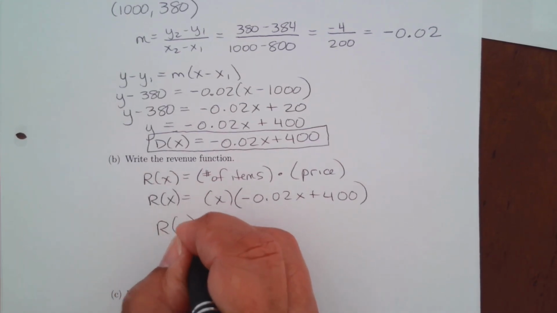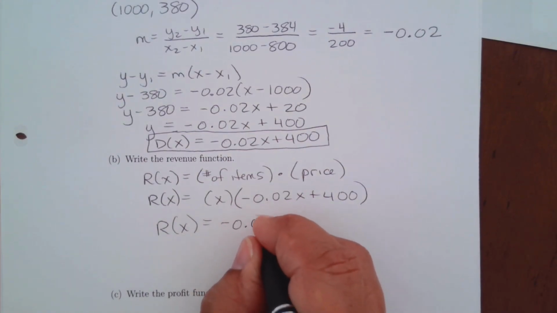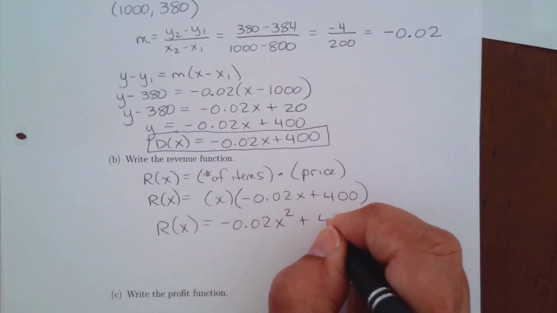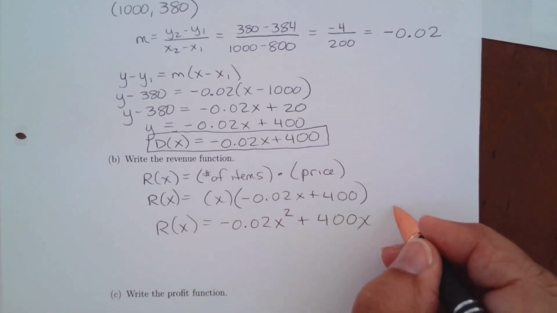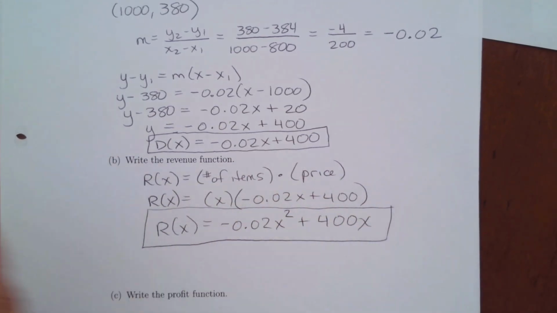Okay, so we're going to distribute. X times negative 0.02X is negative 0.02X squared. And X times 400 is a positive 400X. So there is your revenue function.